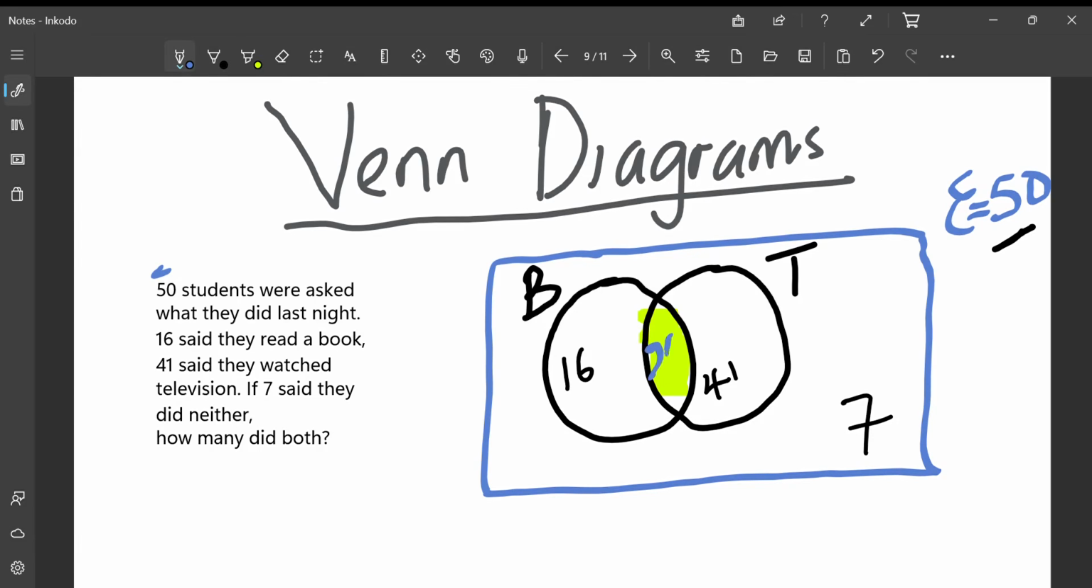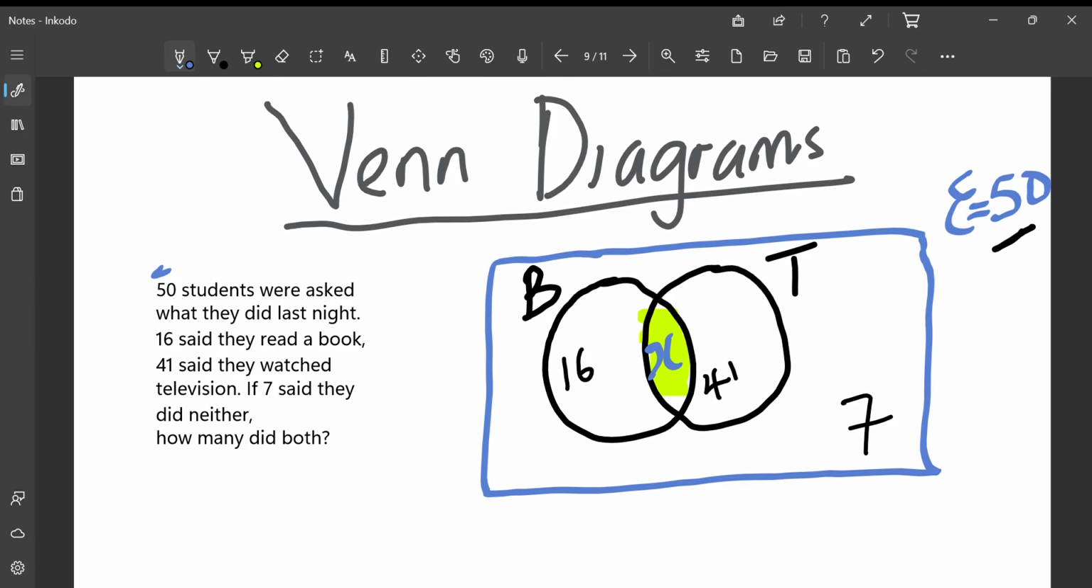This is where I'll call it X. I'm looking for X, all right? And that is where it will be. So that X means, if you notice, anybody that is inside this X is touching the book circle and is also touching the television circle. That represents the people that did both. And that's what I'm told to find.